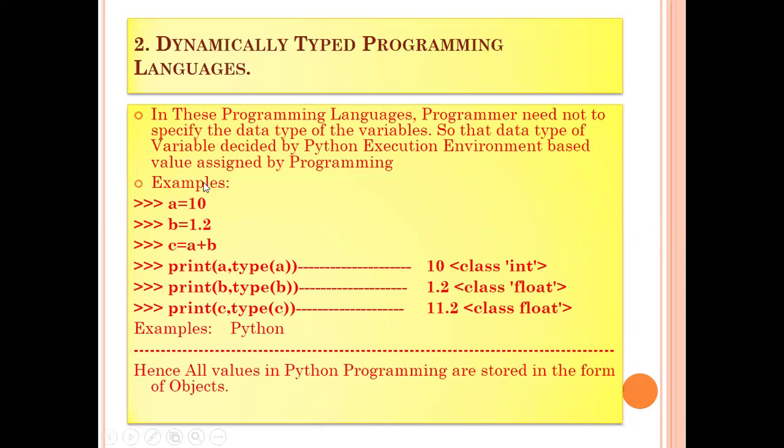Like I have written a is equal to 10. If I write print a type of a, I'm not declaring it. Now the Python command prompt is declaring that 10 is an integer value. Now print b type of b. What type of value is it? This is a floating point value. All the decimal number values are known as floating point values, numbers with decimal places. Now, C is equal to A plus B. When we write print C type of C, we'll get a floating point value. So all the values in Python programs are stored in the form of objects, and Python is a dynamically typed programming language. We are not declaring the data type.